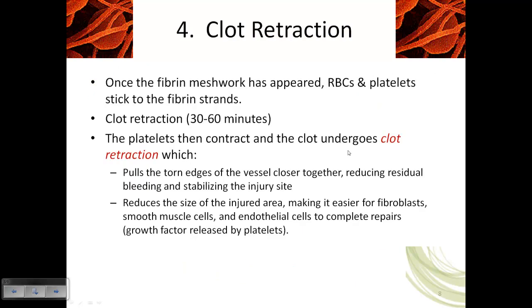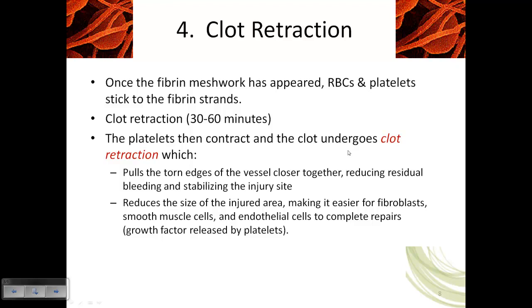Now, phase 4 is clot retraction. Once we had the fibrin meshwork, we're going to have clot retraction, and this happens within 30 to 60 minutes of injury. So the platelets, remember, are going to release actin and myosin. And actin and myosin, if you remember from muscle contraction, can interact with each other. And when they interact with each other in muscle, this is basically going to cause the muscle fiber to shorten. Well, actin and myosin can also interact in a clot and actually pull the torn edges of a vessel closer together. This is going to help reduce the amount of residual bleeding and stabilizes the injury site.